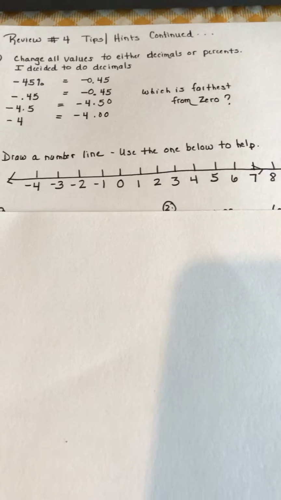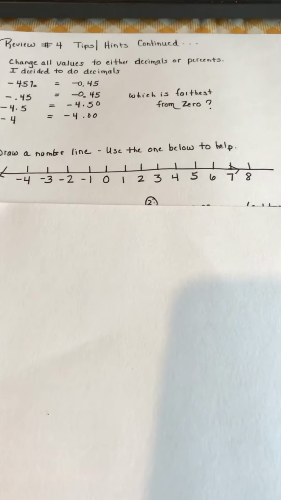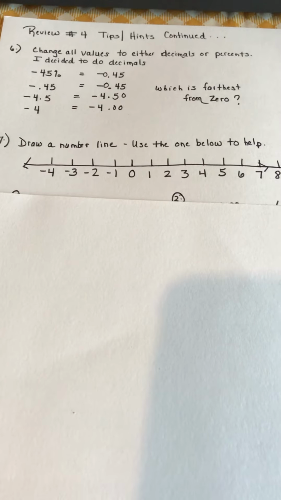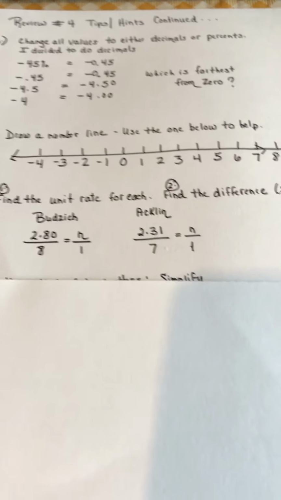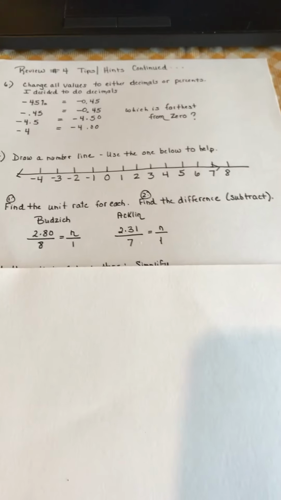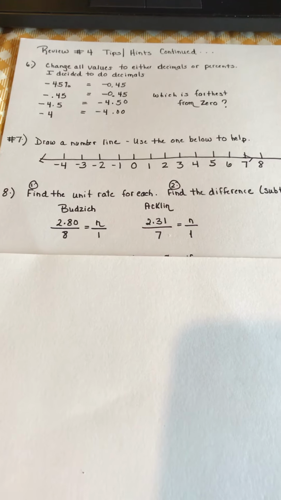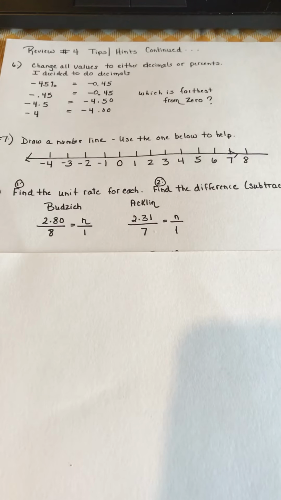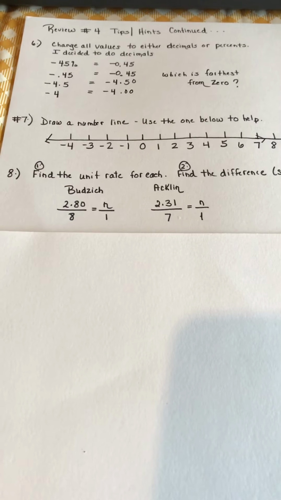Number 7, draw a number line to help with this one. I drew a number line here to sort of help you. Number 8, you need to find the unit rate for Mrs. Budzik's amount and the unit rate for Mrs. Ackland's amount, and I set up little proportions for you. And then find the difference, which means to subtract.